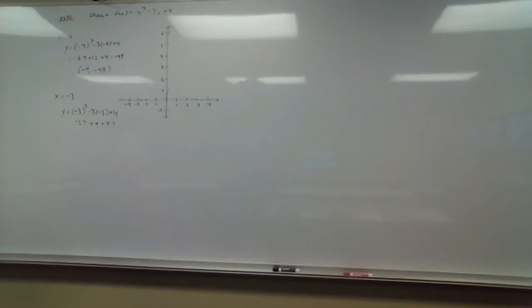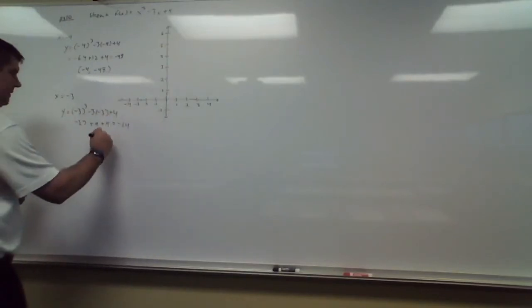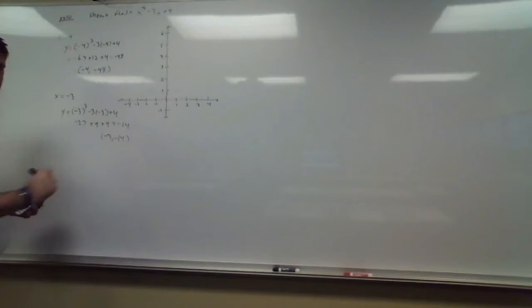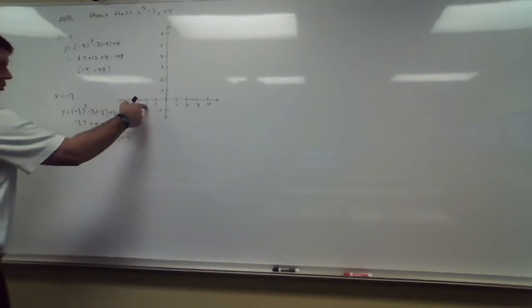So negative 27 plus 9 plus 4 is negative 14, which doesn't come anywhere close to fitting. That'd be negative 3, negative 14. Okay? Doesn't come anywhere close to fitting, so we won't worry about it. Negative 4 is done, now negative 3 is done. Now we'll do negative 2.